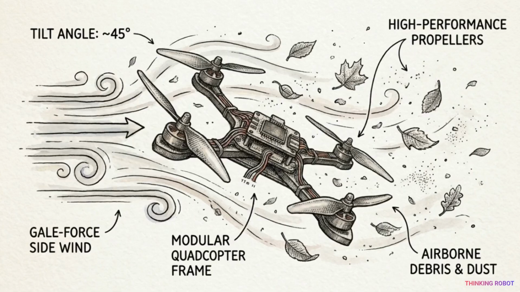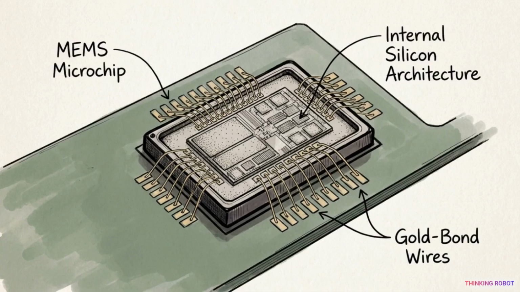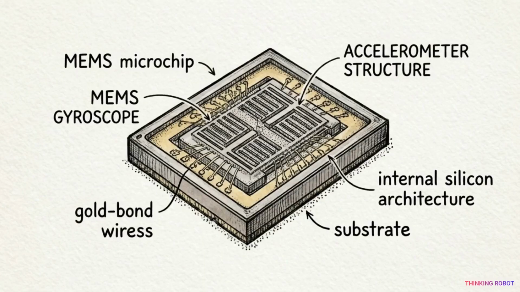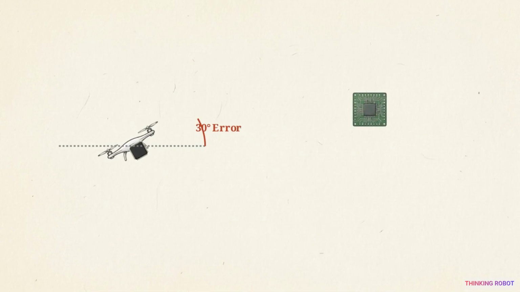Imagine a sudden gust of wind tilts the drone to the left. The airframe physically shifts, and that unwanted movement is instantly detected by a sensor chip called the Inertial Measurement Unit, or IMU. Inside the IMU are microscopic moving parts, MEMS gyroscopes and accelerometers. They measure the exact angle of the tilt and the acceleration of the disruption, feeding that raw physical data straight into the drone's flight controller.